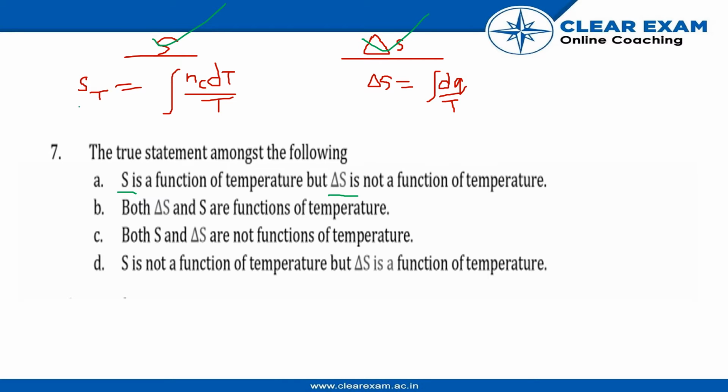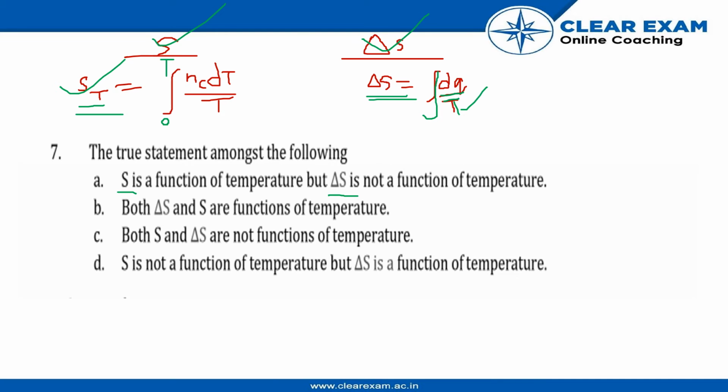Now if you know that the formula for entropy is integration of nC dT divided by T, where T is temperature, and it's being integrated from 0 to T, right? So this implies that entropy is a function of temperature. Now let's check for delta S, and the formula for delta S is integration of dq by T, right? Where T is again temperature. So this implies that delta S is also a function of temperature.